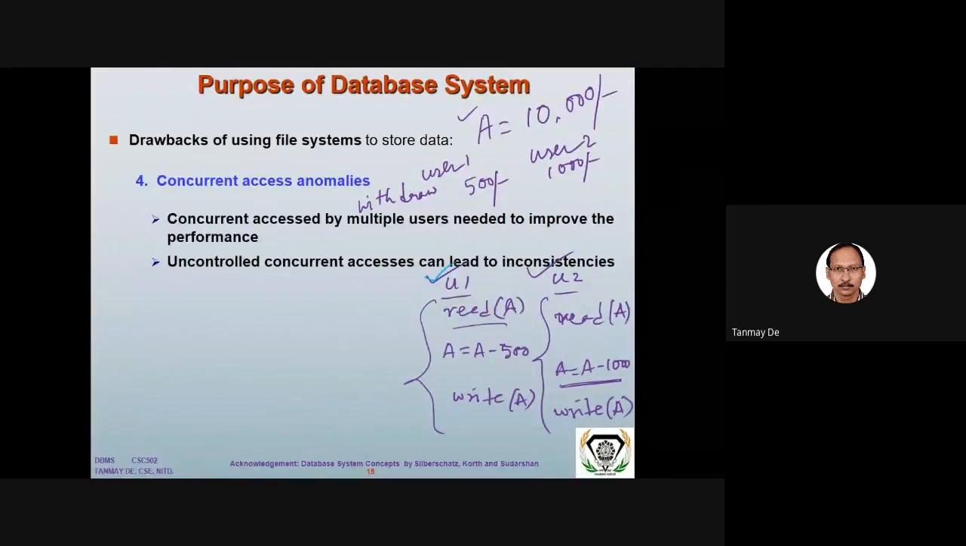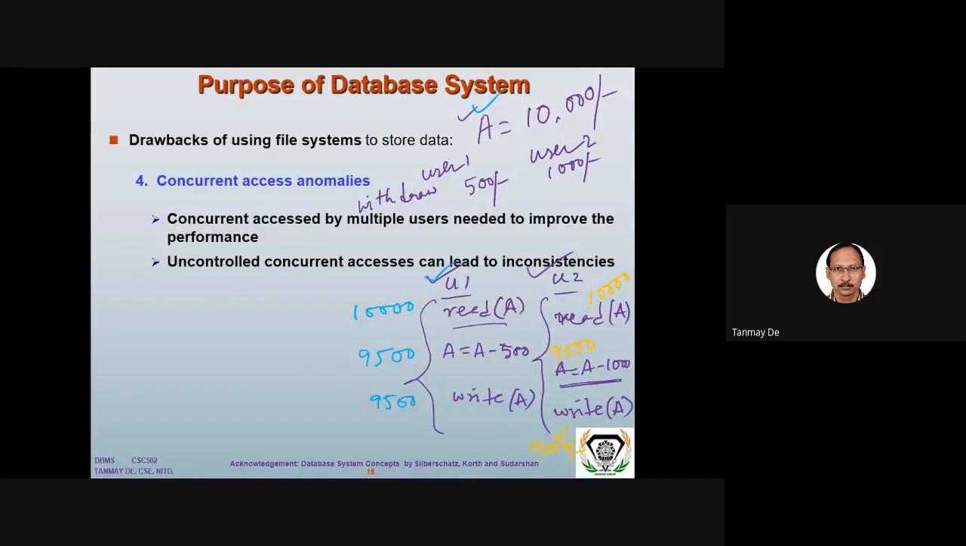So user one reads the value 10,000. After deduction it is 9,500. And what value does it write to account A? 9,500. That is, it updates account A to 9,500 instead of 10,000. Similarly, the other transaction also reads 10,000 rupees at the same time. Is this color visible? After deduction of the 1,000 rupees, its value is 9,000. Now what value does it write? It writes 9,000 in account A.